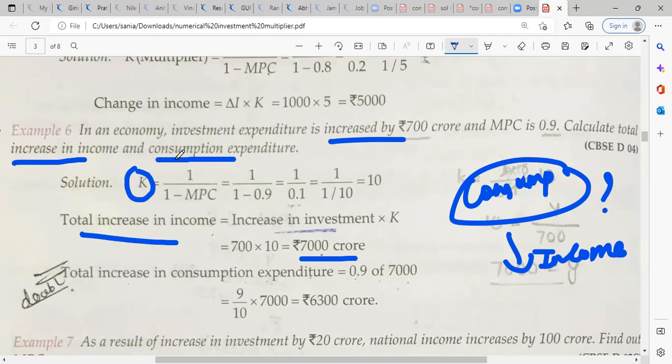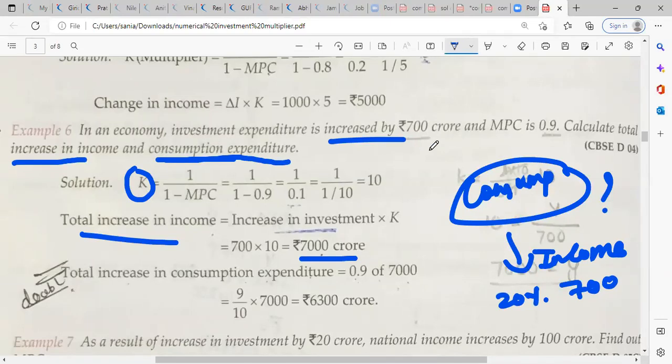So now you have to find consumption expenditure, how much money you spend on consumption. For example, your income is 700. Say you said, ma'am, 20% of my income I consume. But here you have to calculate total increase in income. Increase in income you already calculated. Now you have to calculate increase in consumption expenditure.